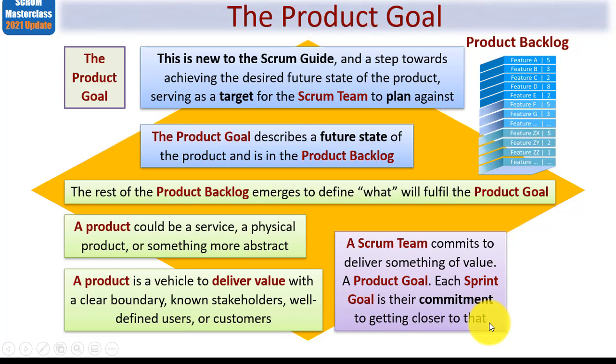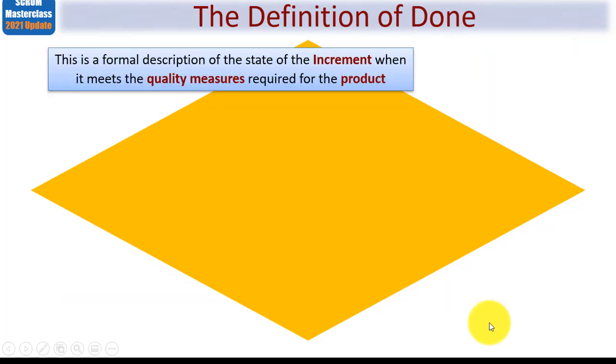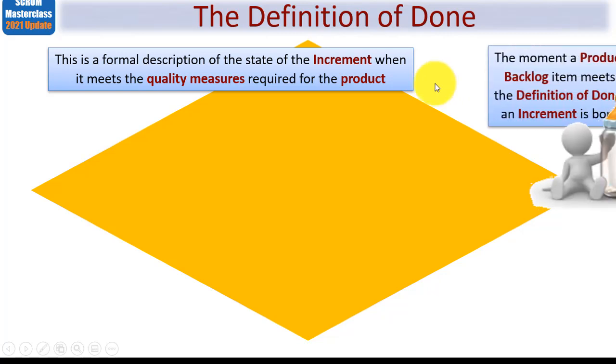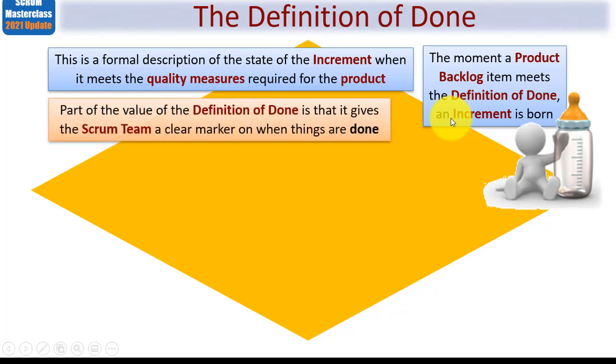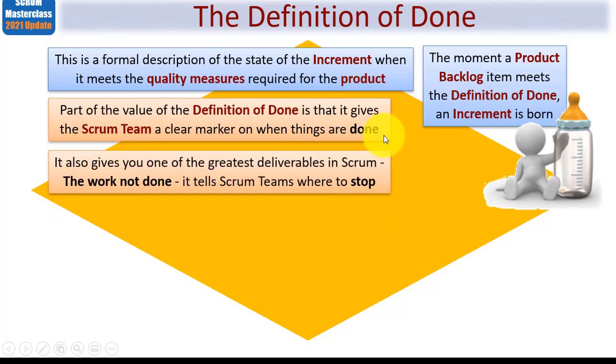Let's move on to another phrase which you are familiar with, and that's the definition of done. Now that, as you can see, is a formal description of the state of the increment when and until it meets the quality measures required for the product. And the moment a product backlog item meets the definition of done, an increment is born. So part of the value of having a definition of done is that it gives the Scrum team a clear marker on when things are done and complete. And it also gives you one of the greatest deliverables in Scrum, the work not done. It tells Scrum teams where to stop.